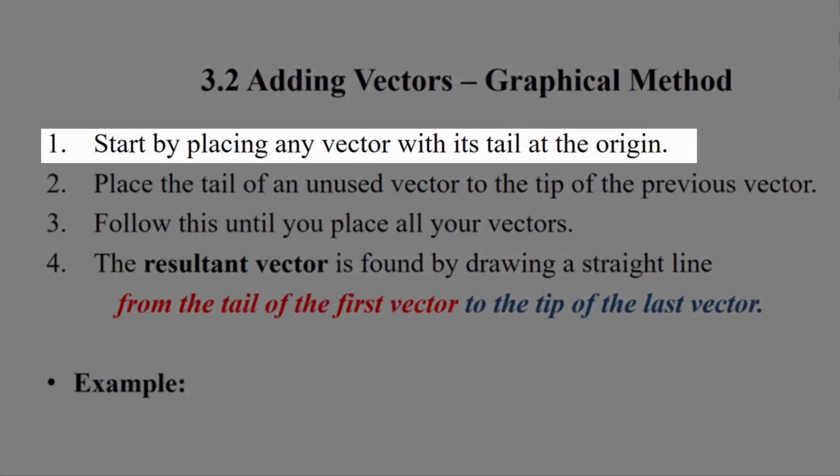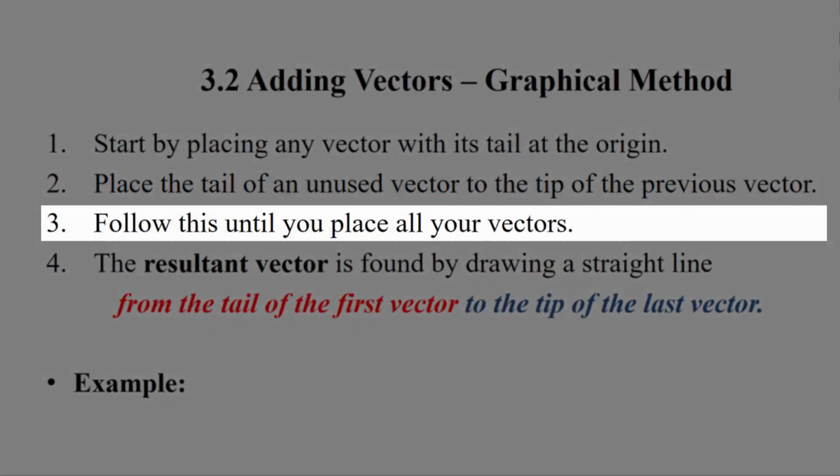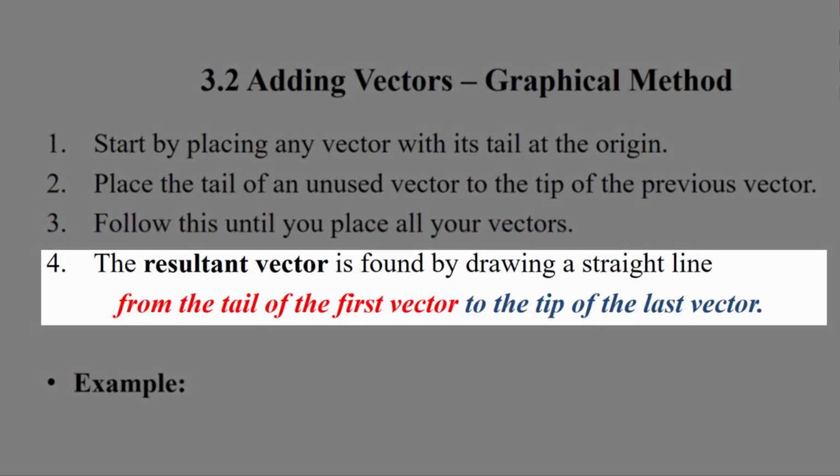So we start by placing any vector with its tail at the origin, and then place the tail of an unused vector at the tip of the previous vector. Follow this until you place all your vectors in this fashion. The resultant vector is found by drawing a straight line from the tail of the first vector to the tip of the last vector.